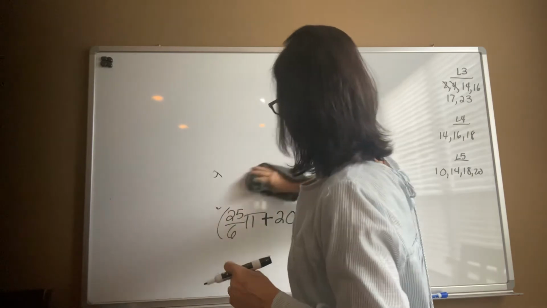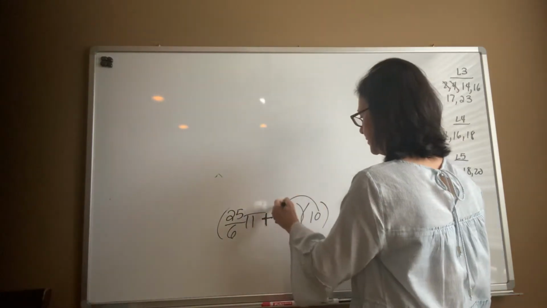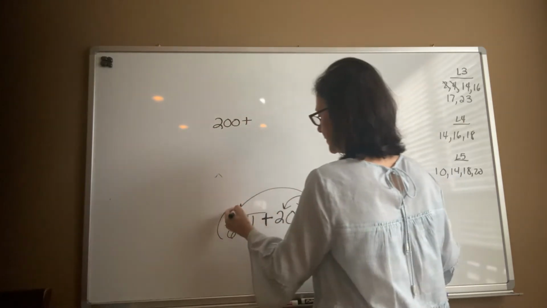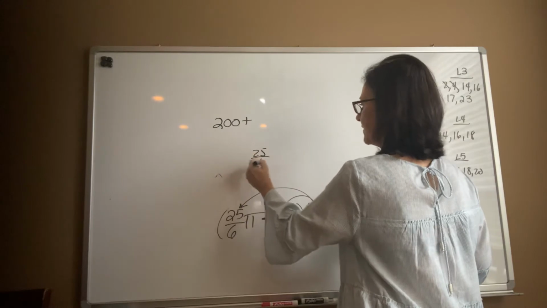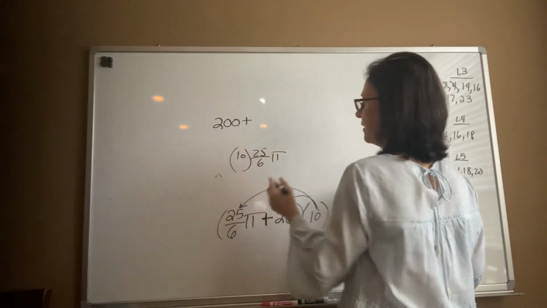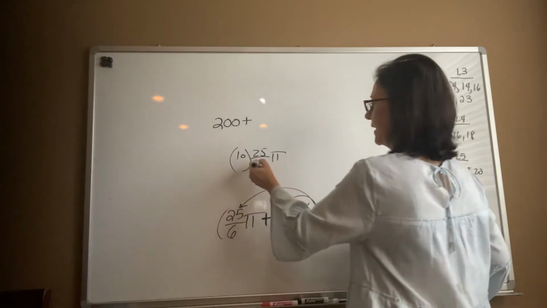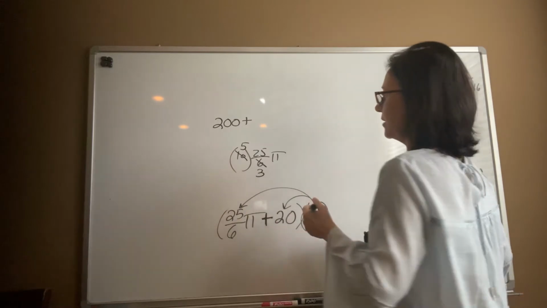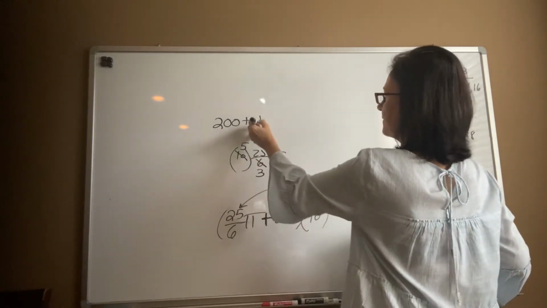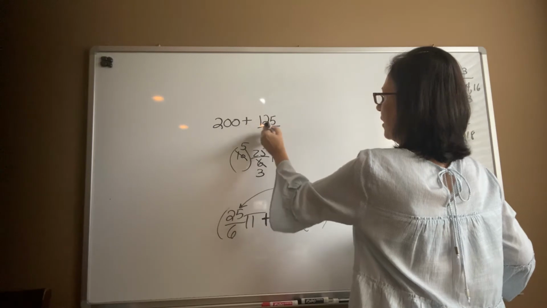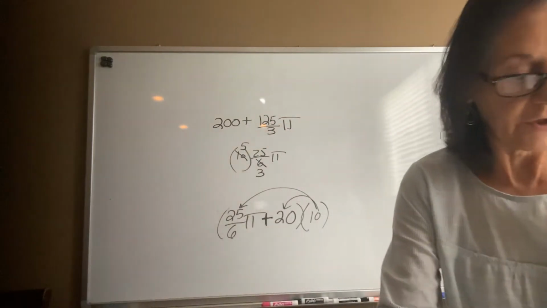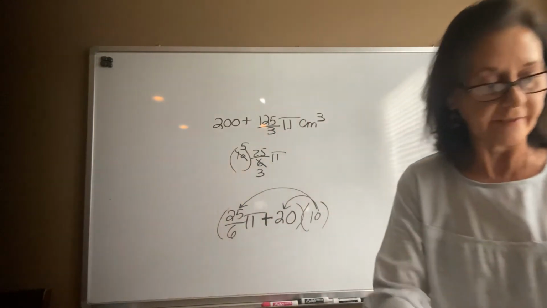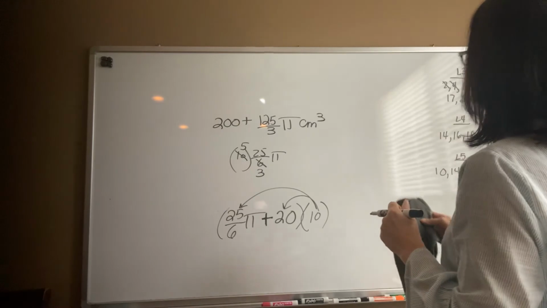So we'll distribute the 10. We'll do it to the 20 first. So that's 200 plus. When I distribute it to the 25 over 6 pi, I'll move the 10 over here. I'm going to simplify before I multiply. I could have done it in my head. 2 goes into 6, 3. 2 goes into 10, 5. Now I'm going to multiply. 5 times 25 is 125 over 3 pi, whatever the units are, cubed. Don't forget your units, centimeters cubed. I did forget that in number 2, but you don't forget it.